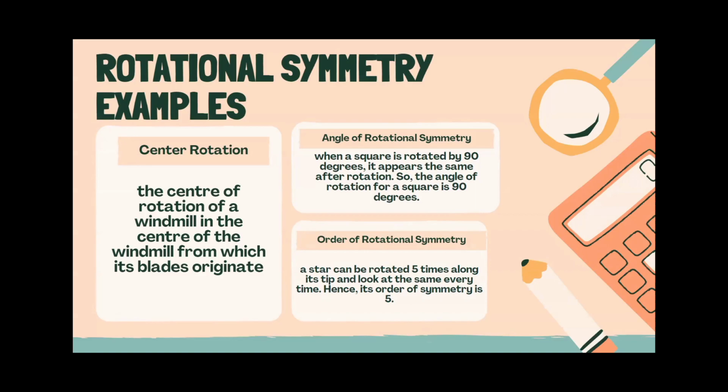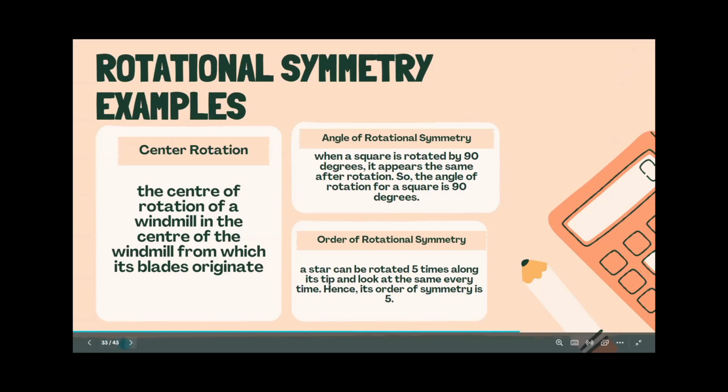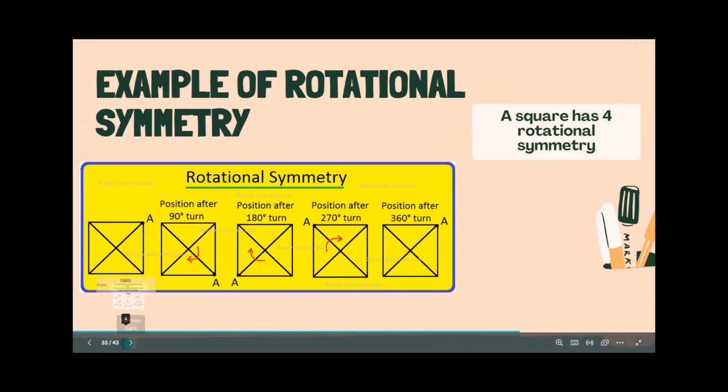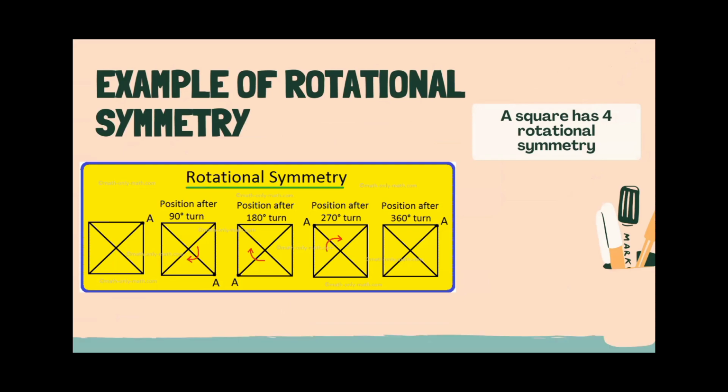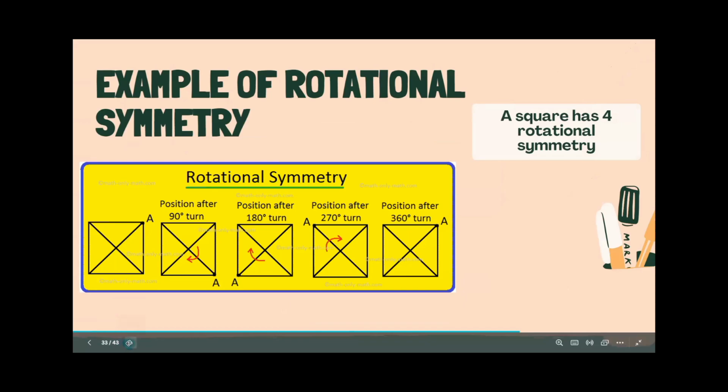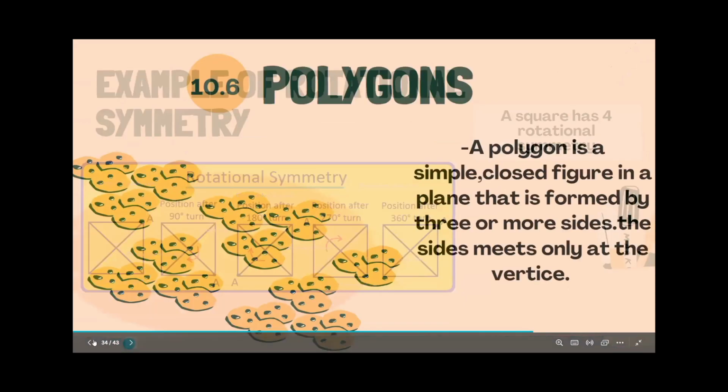And the order of rotational symmetry. A star can be rotated 5 times along its tips and look the same every time. Hence, its order of symmetry is 5. Here is a picture of an example of rotational symmetry. A square has 4 rotational symmetries.